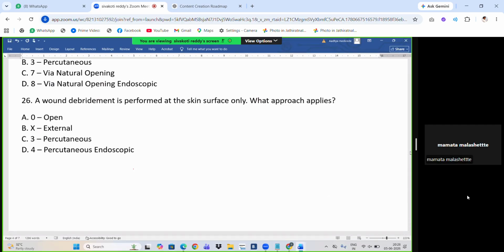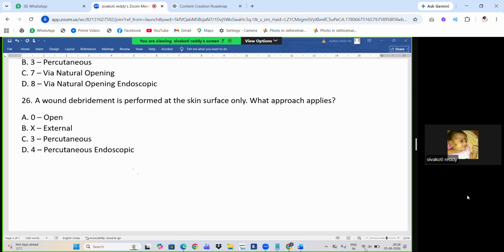External, X. B. External. So now you get the idea, right? About approaches. Clear?